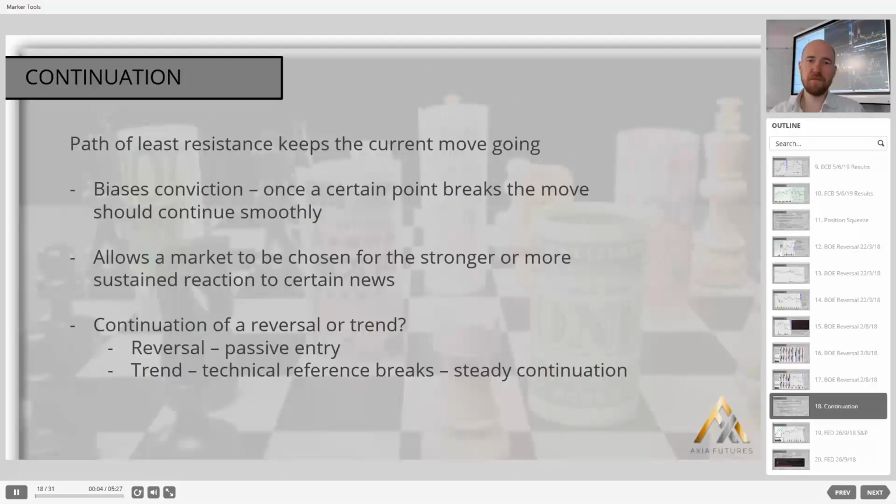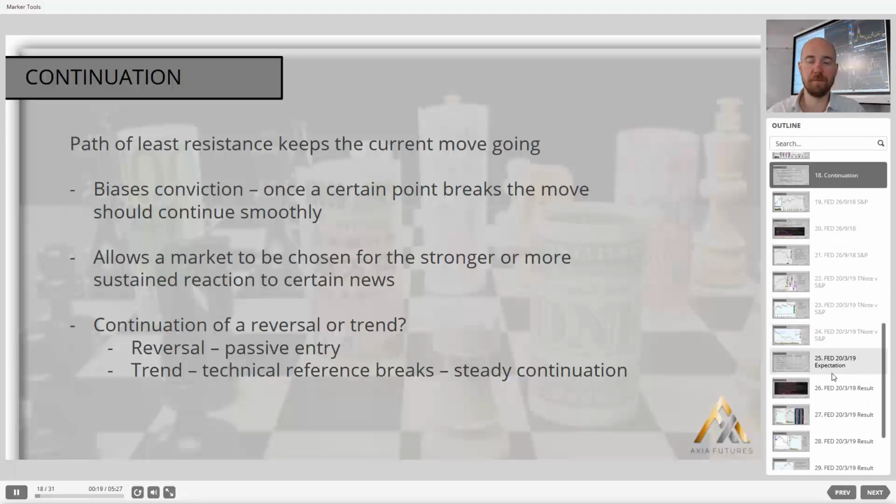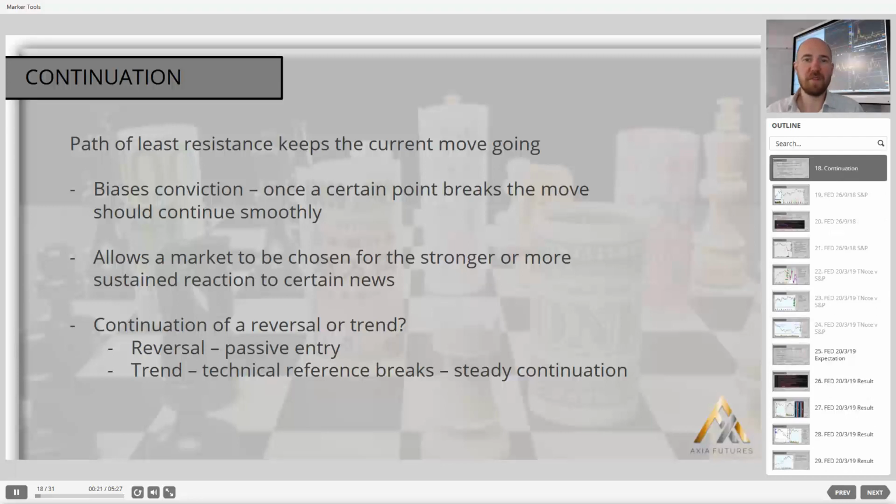The final technical play that we're going to look at is a continuation play. Now, what I mean by this is a technical setup that, in the absence of the central bank, would be the direction that you would be most likely expecting the market to move in. The path of least resistance, for want of a better word.